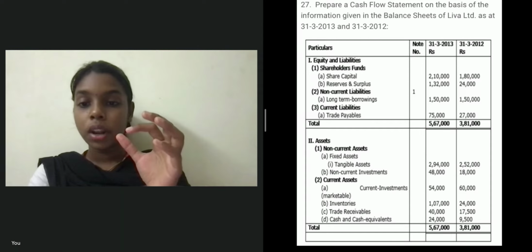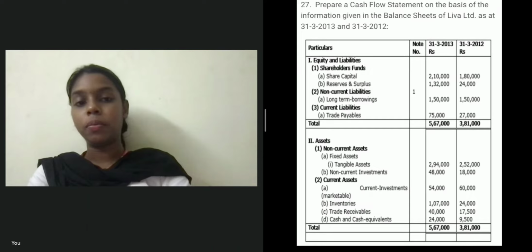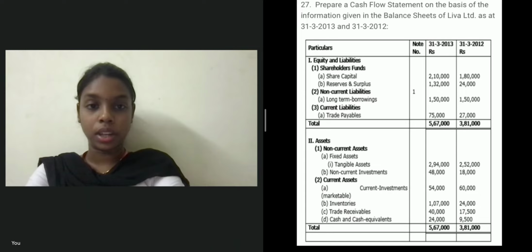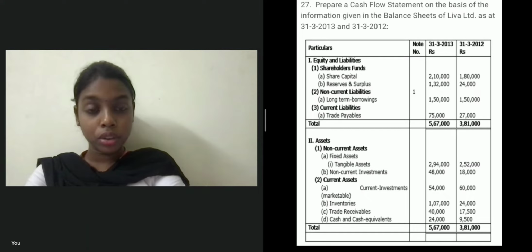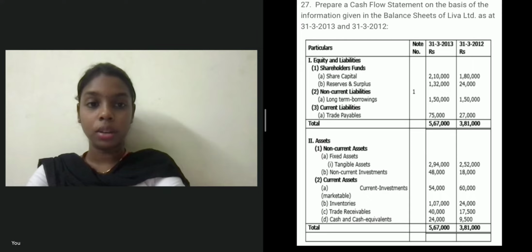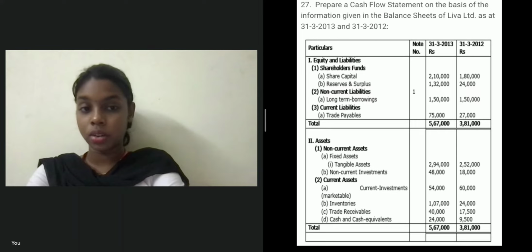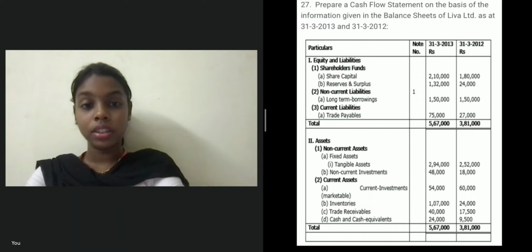Now I'm going to explain a sum that's based on the cash flow statement. In the sum, we should prepare the cash flow statement with the given balance sheet of Liva Limited as of 31/3/2013 and 31/3/2012. In the particulars column, there is equity and liabilities. First comes the shareholders' fund, in which the share capital and the reserves and surplus are amounted.